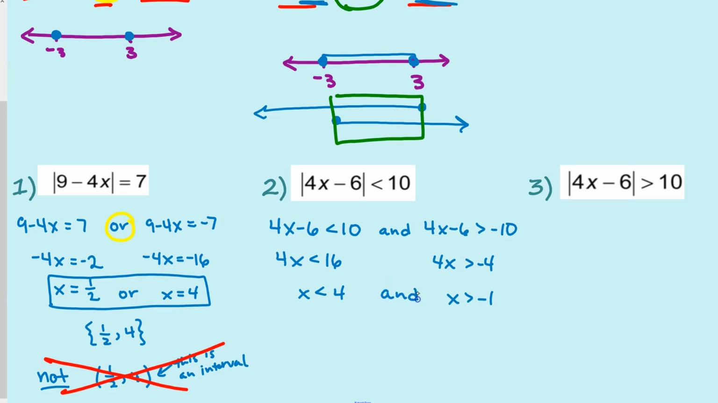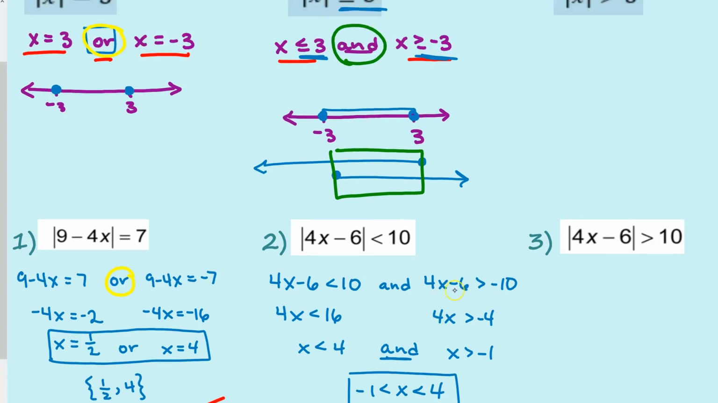Put it all together with and. You may even be able to string it together in one statement. So negative 1 is less than x is less than 4 is what it looks like when you put it all together. So always put an and. Now let's take a look at the one that has a greater than sign.